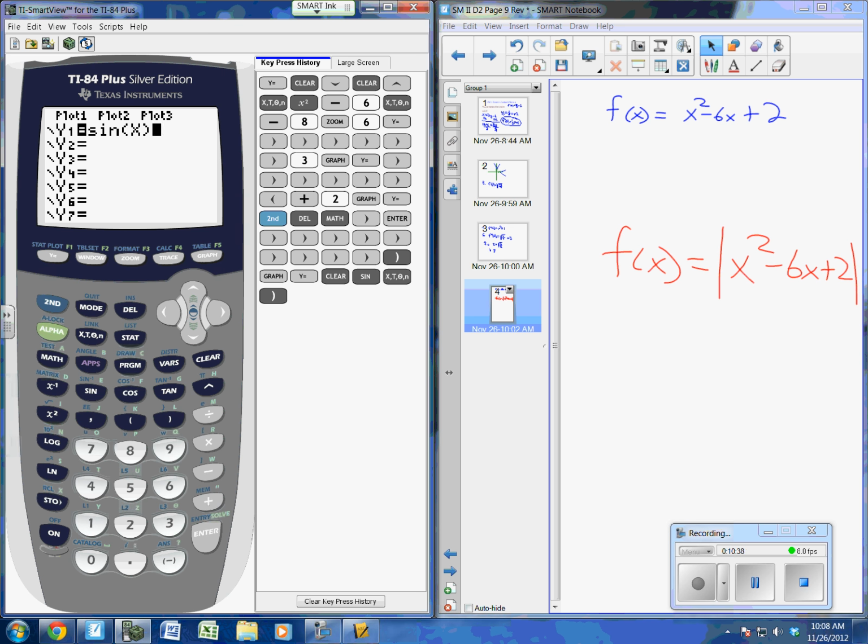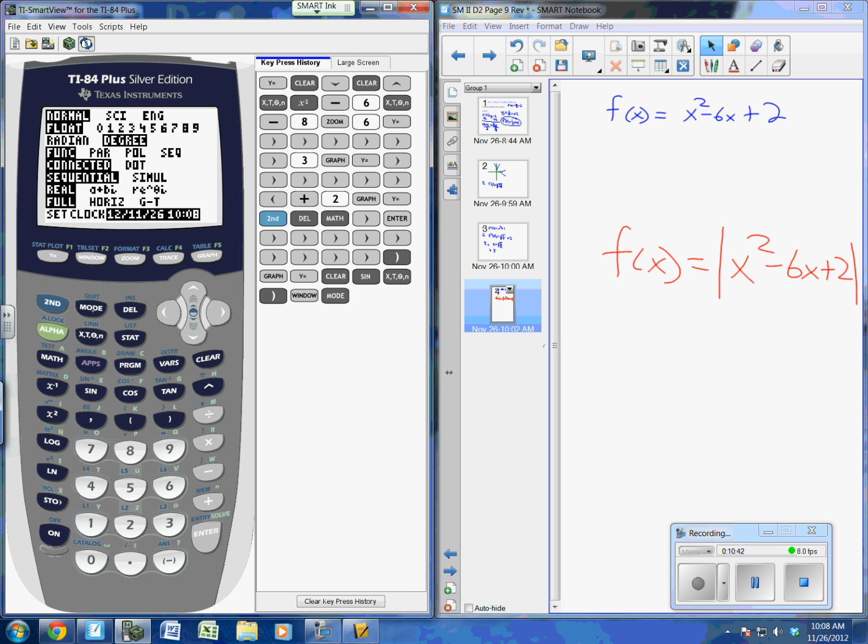Okay, I am going to go to my window. Actually, I need to go to my mode and check. Everybody go check. Put it in degree mode since you guys don't know what radians are. Hit your mode button. Change yours to degrees. Mode button's right here, next to the second button. Make sure that the third line down is degree, not radian.